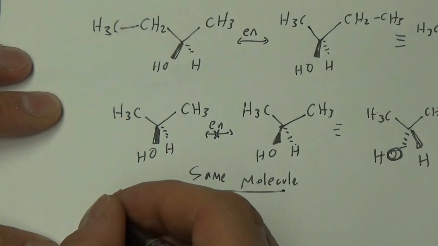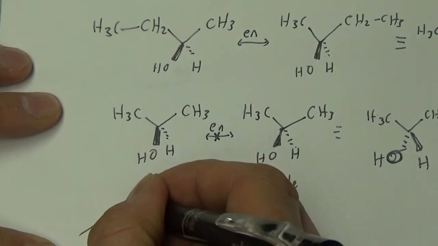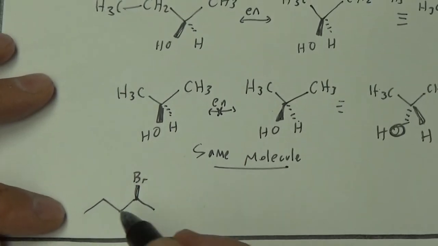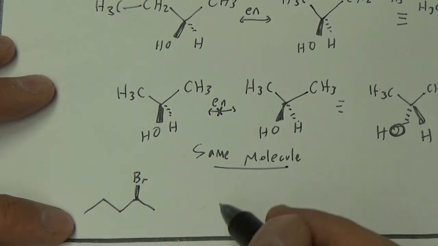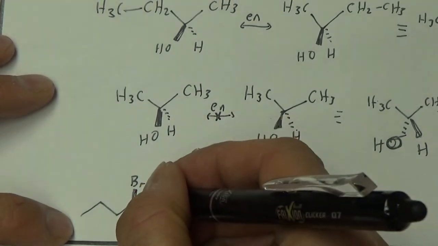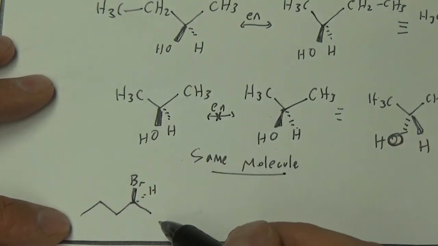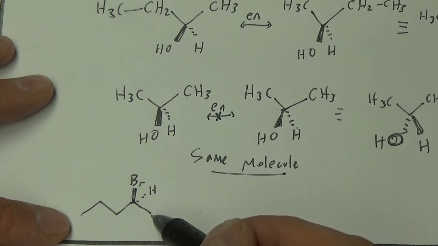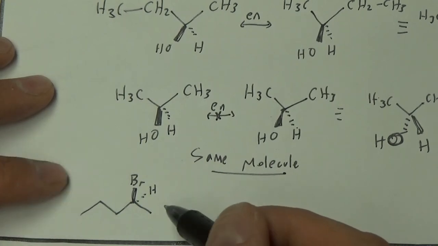How about, let's try this. All right, so that's 2-bromopentane, right? 1, 2, 3, 4, 5. 2-bromopentane. Does it have the requirements for chirality? Yeah, totally. It's got a carbon with four unique substituents, right? You have the methyl, you have the H, you have the Br, and you have a propyl group over here. So it should have an enantiomer.